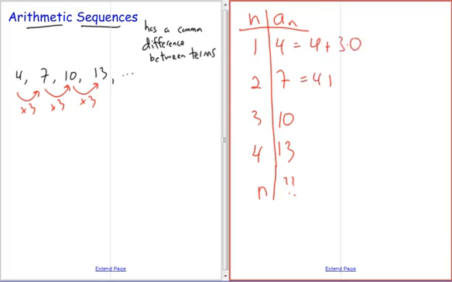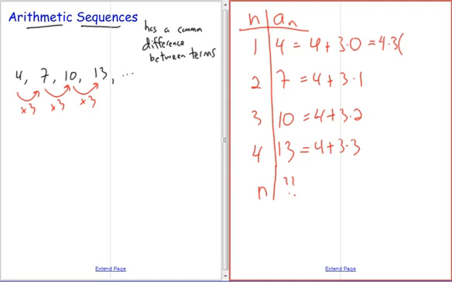So just exploring this, we can see that the first term, 4, we could think of as 4 plus 3 times 0. The next term we could think of as 4 plus 3 times 1. And then the next one, 4 plus 3 times 2. So 3 times 2 is 6, and 4 plus 6 is 10. And this next one, 13, we can think of as 4 plus 3 times 3.